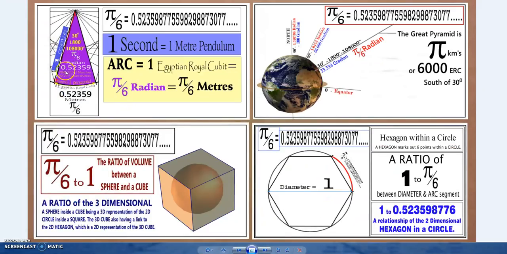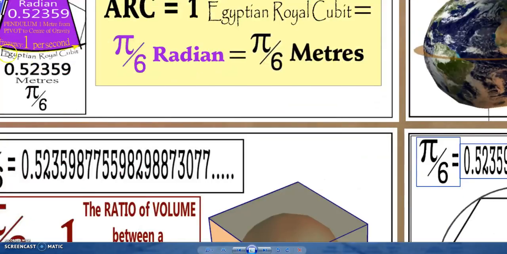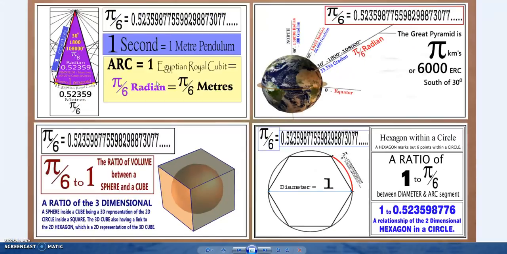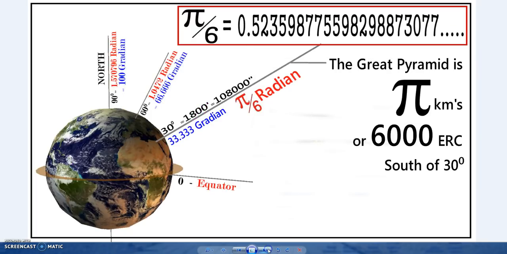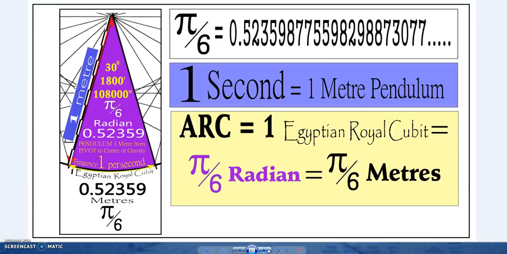So the cubit, the pendulum, the metre combined, the position of the pyramid north, and also described by radian, the three-dimensional aspect and the two-dimensional aspect around this number pi/6, or 0.5236 meters, is one Egyptian Royal Cubit. Okay, so that's done.